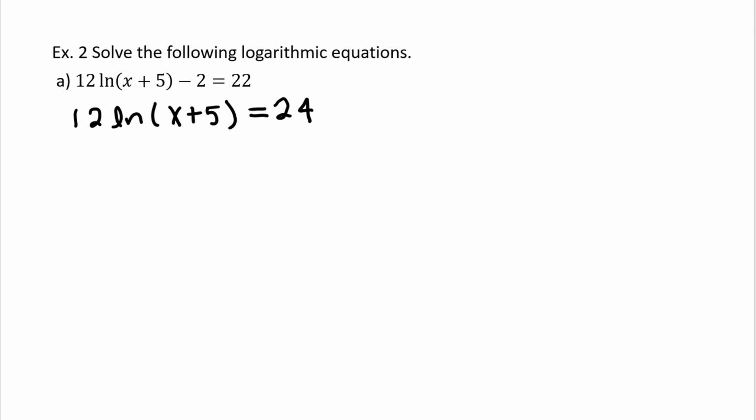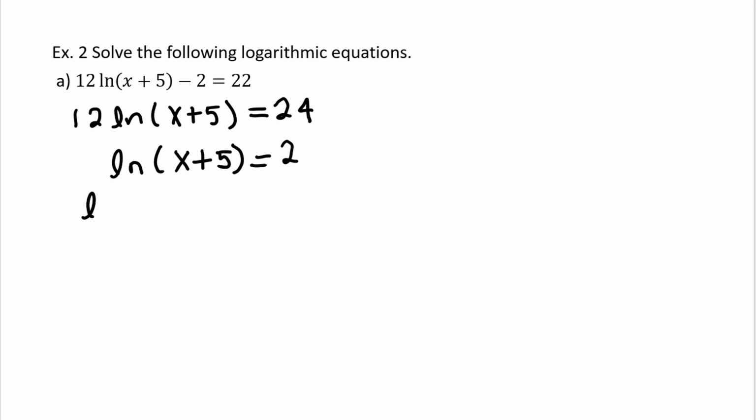Now, again, we're still trying to get the natural log by itself, so divide by 12 on both sides. And this will give us the natural log of x plus 5 equals 24 divided by 12, or 2. We rewrite this. If you have an unknown in the log, you're going to have to use exponents. If you've got an unknown in the exponent, you're going to have to use logs. So we are going to rewrite this in terms of an exponential expression.